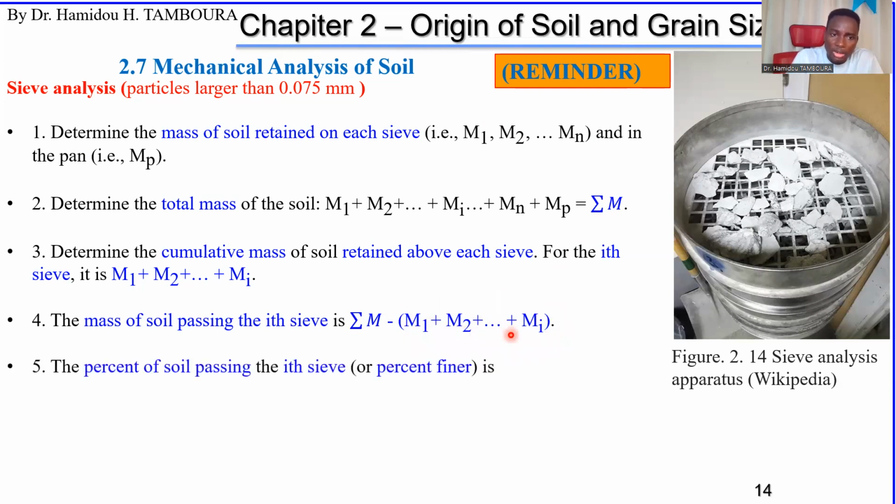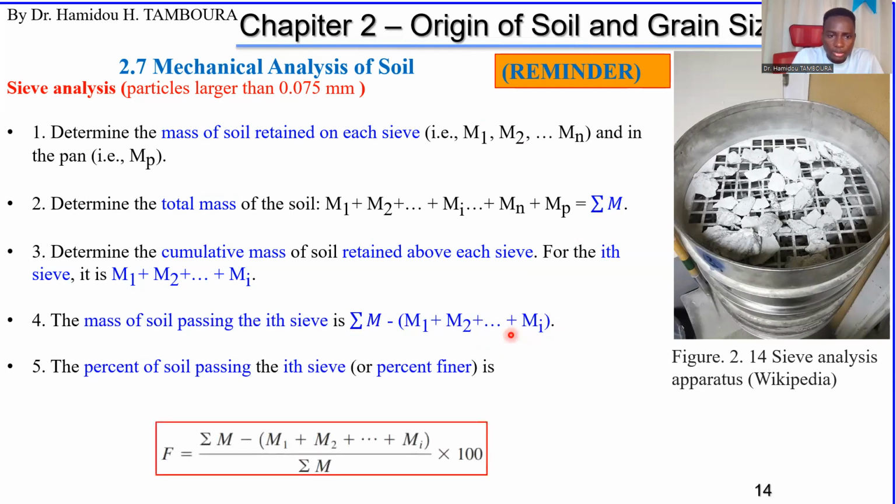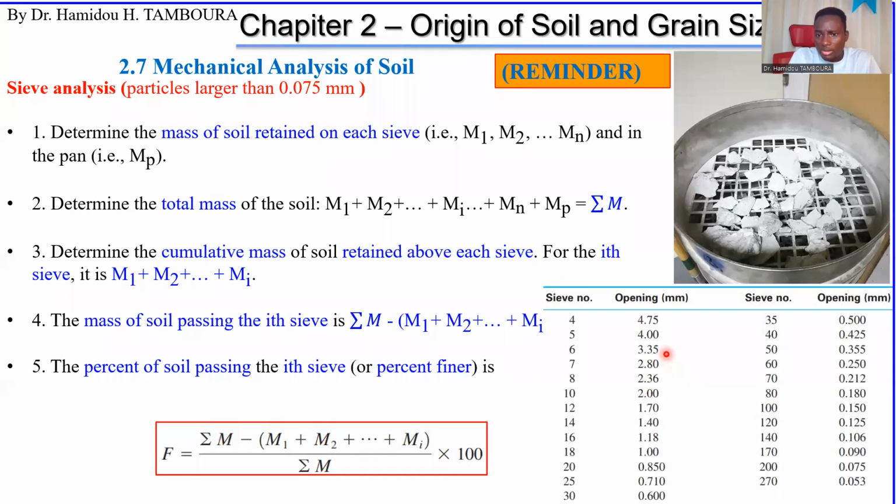And after that, we can calculate the percentage of each sieve. Percentage of passing, meaning percent finer, by using this formula. So the mass passing divided by the total mass, and you multiply by 100 to obtain this in percentage. Just a reminder again, here are the sieve numbers and the openings, because the exercise didn't give us the opening size.